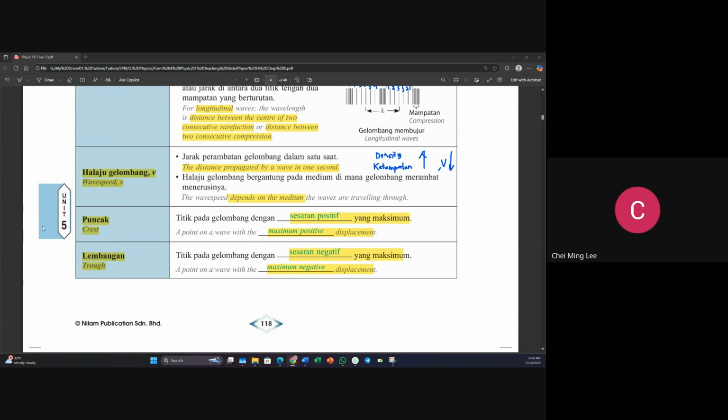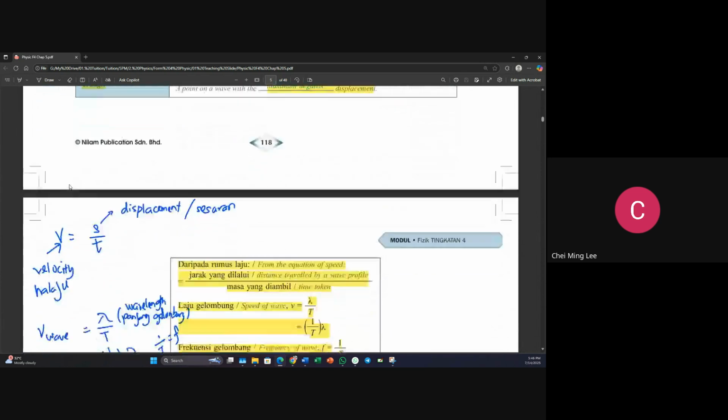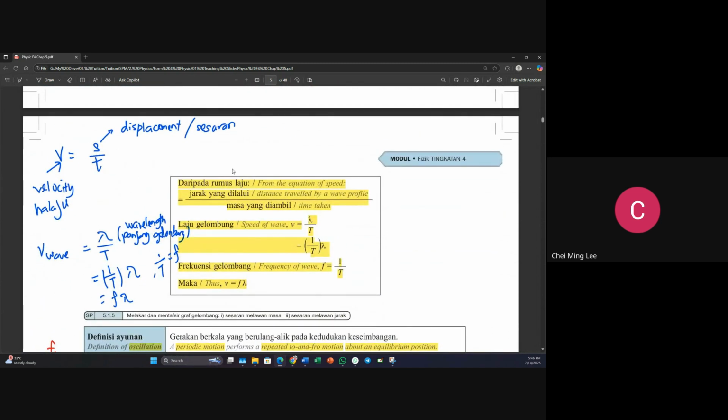All right. Now from the equation of speed, speed equals distance traveled divided by time taken. So for the speed of a wave, v equals lambda over T. T is the period. So you can use 1 over T times lambda. 1 over T can be replaced with f because f equals 1 over T. So v equals f lambda. Or you can use this one here, easier to understand. Okay, jot down this one. Then we go for oscillation.